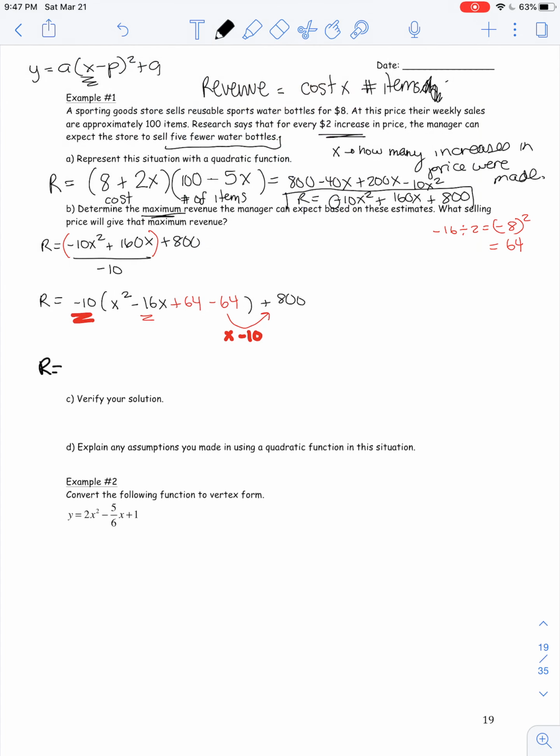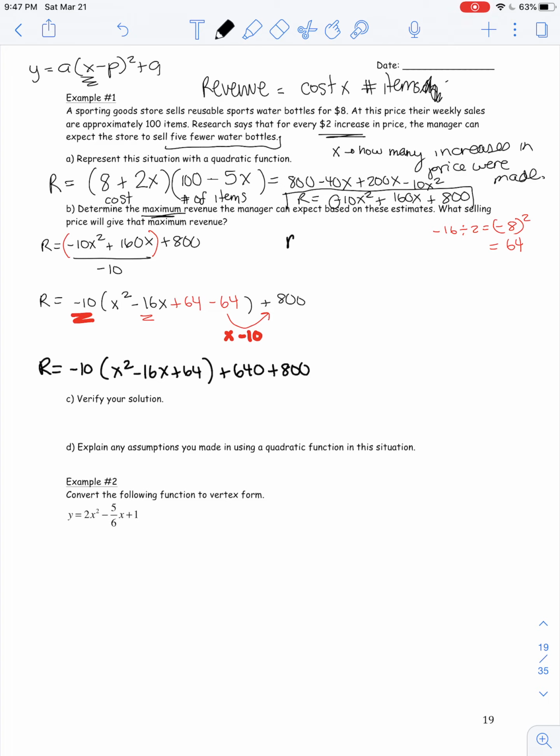Okay, so we're going to have revenue equals negative 10 times x² minus 16x plus 64. But outside the bracket, we're going to have to multiply the negative 64 and the negative 10 to get positive 640. And this positive 800 is still adding to it. So there's still 800 there. It doesn't disappear.